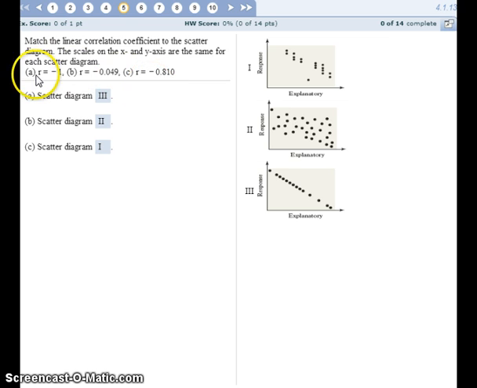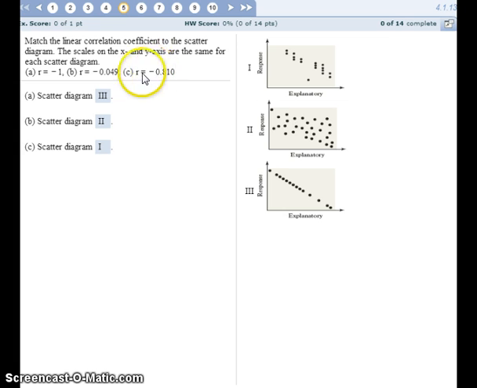And then the farther we get away from 1 and the closer we get to 0, we lose the linearity, and the points are just kind of scattered everywhere. So B is pretty far away from 1 and really close to 0. So B would go with 2 here, where there's not much linear correlation.